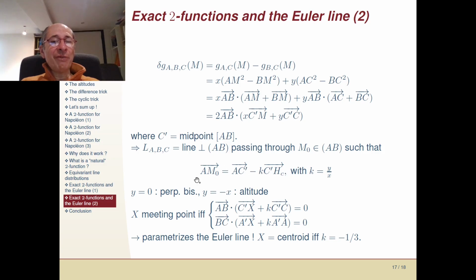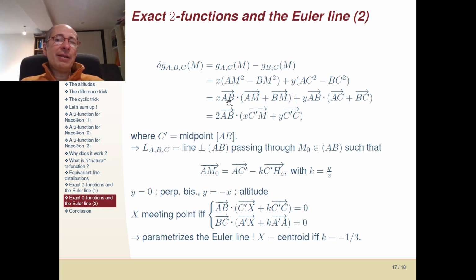So we have obtained a line which goes through the circumcenter and also through the orthocenter. But we know that line. It is the Euler line. The Euler line is well known. It's a line which goes through many interesting centers in a triangle, in particular the circumcenter, the orthocenter, and the centroid. And we recovered that fact here, and you can see that the centroid is obtained in our case with the parameter k equals minus 1/3. But we obtain much more. We obtain that every point in the Euler line is a center, in the sense that it's the meeting point of a family of three equivariant lines given by exact two functions.